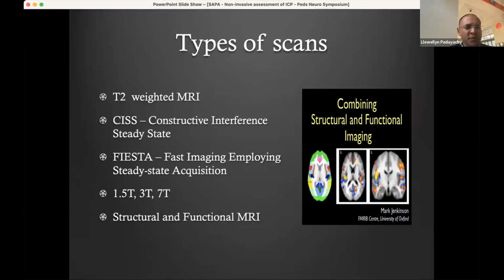The various types of scans, I'm not going to spend too much time on. The FIESTA really is a steady state sequence that allows us to see these membranes in exquisite detail, whether they're in the ventricle or in the cisternal space. So we ask for them as often as we can.